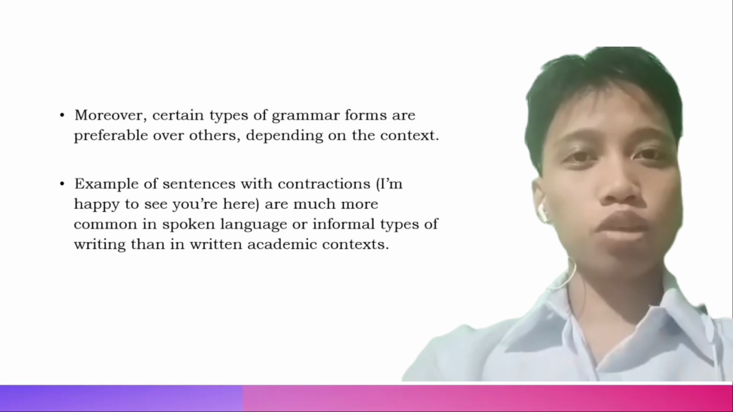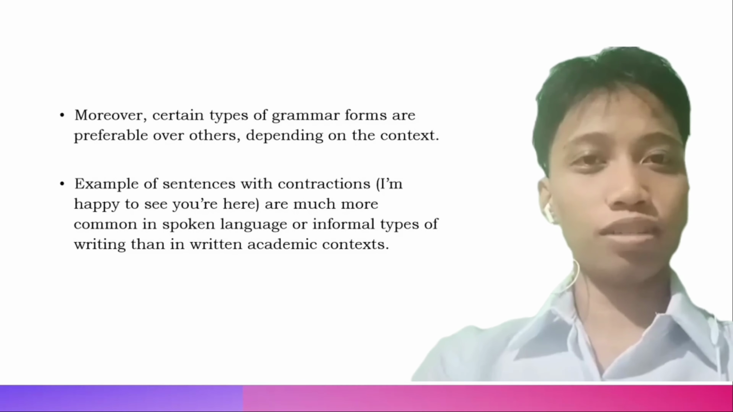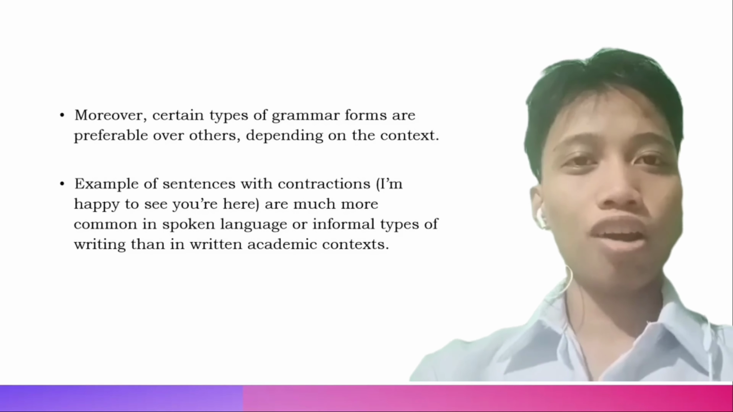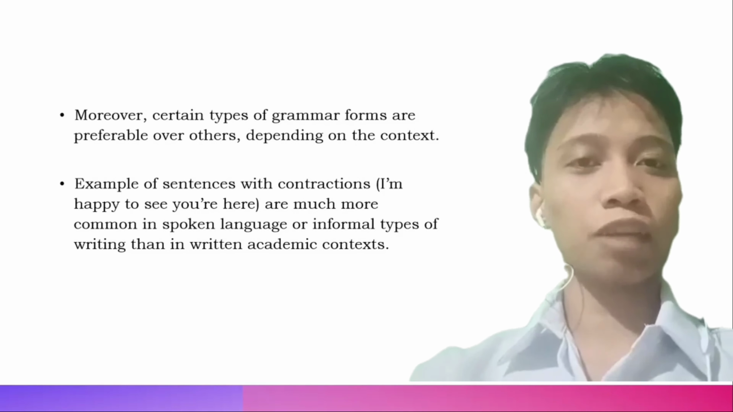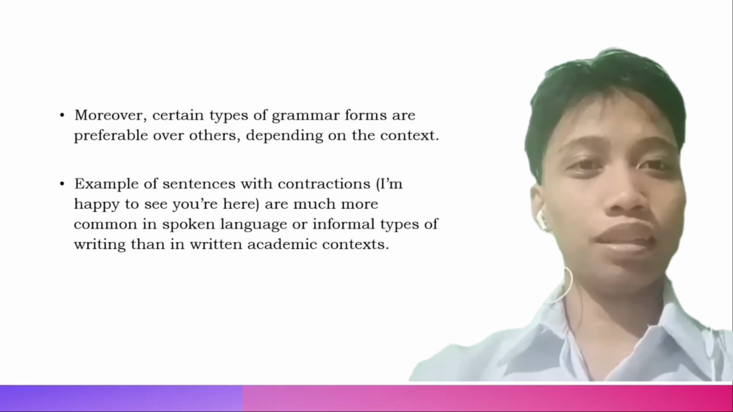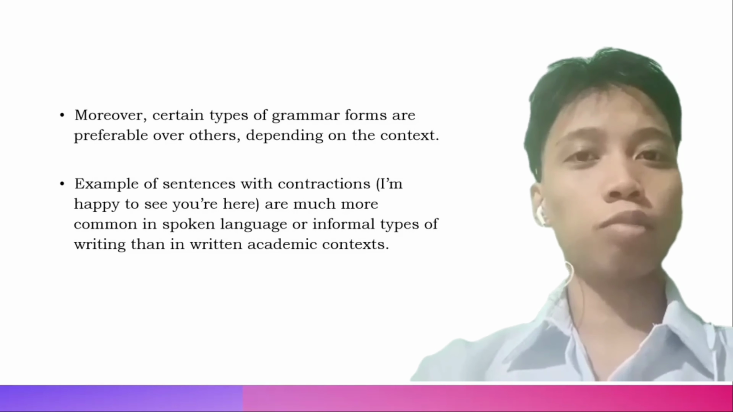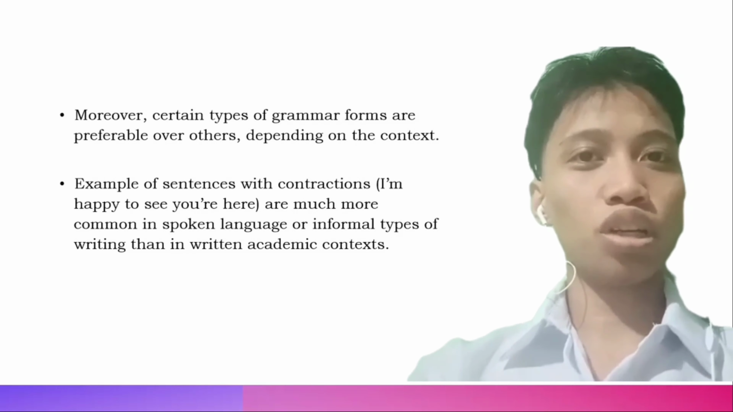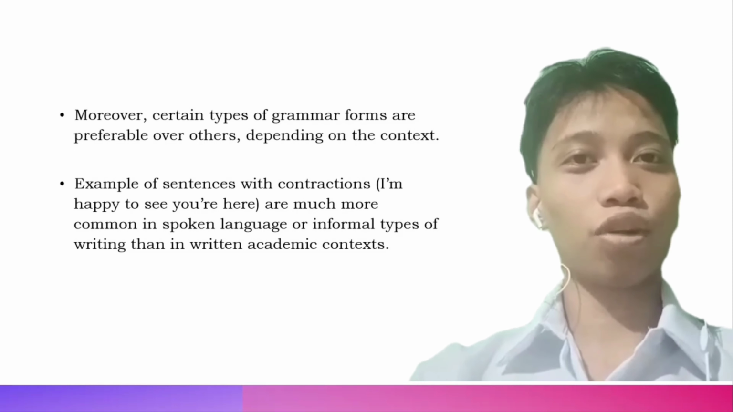Moreover, certain types of grammar forms are preferable over other things depending on the contexts. Examples of sentences with contractions are much more common in spoken language or informal types of writing than in academic texts, meaning that the preferable use or function of a grammar form depends on the context of a sentence, or whether the conversation is formal or informal.